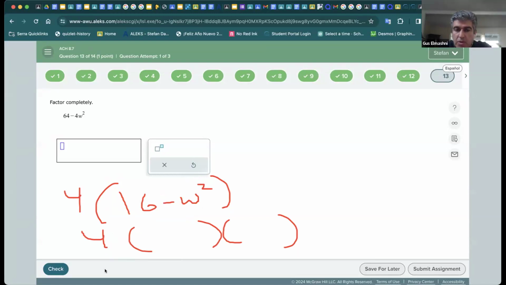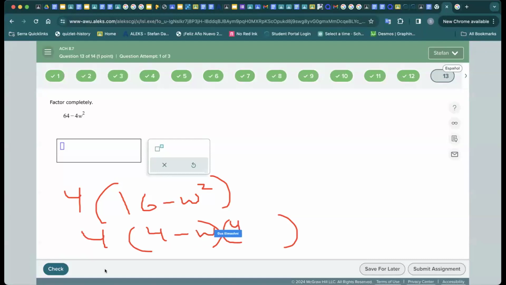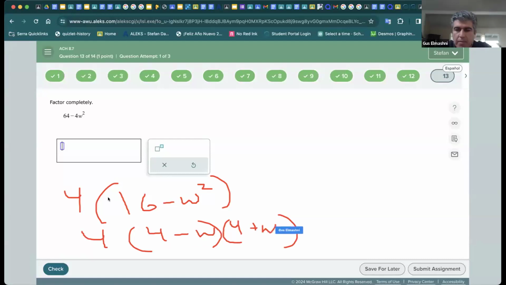Remember, you have difference of two squares. Find the GCF, pull it out. There's a square. It's a square because 16 is a square. So the square root is what? Four. Yeah, 4 and W. Four, and then plus W. Right.